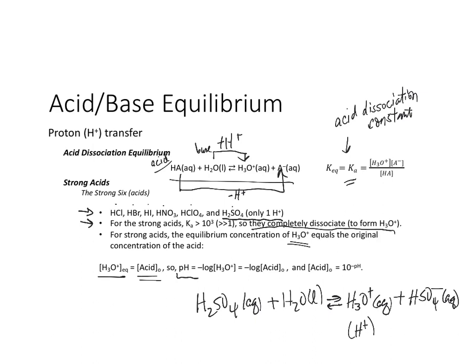So the pH, which is defined as the negative logarithm of hydronium, is equal to the negative logarithm of the acid concentration. Or if I know pH, I can calculate the concentration of the acid.